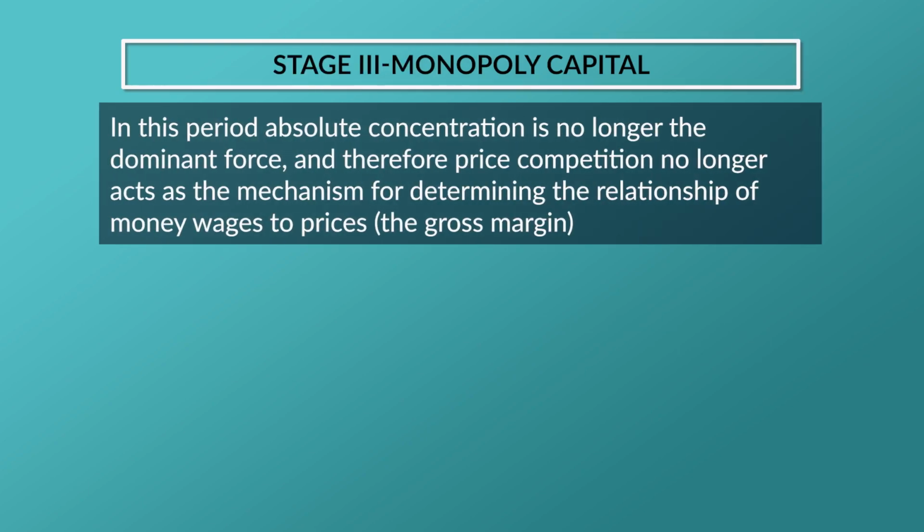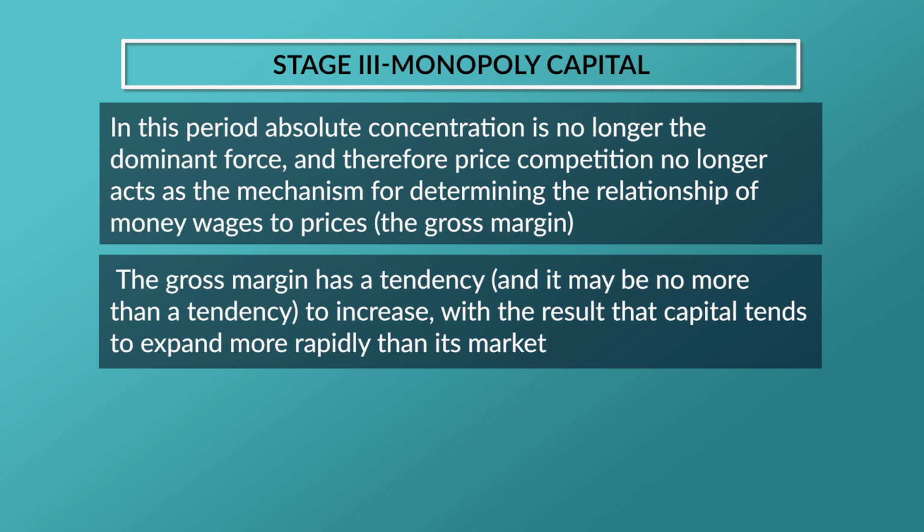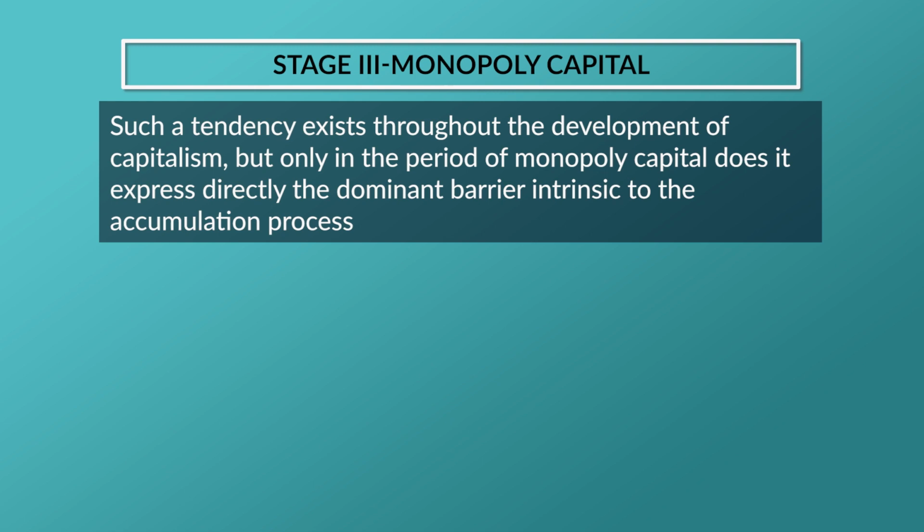We now focus on stage 3, the stage of monopoly capital. In this period, absolute concentration is no longer the dominant force, and therefore price competition no longer acts as the mechanism for determining the relationship of money wages to prices, that is, the gross margin. The gross margin has a tendency to increase, with the result that capital tends to expand more rapidly than its market. Such a tendency exists throughout the development of capitalism, but only in this period of monopoly capital does it express directly the dominant barrier intrinsic to the accumulation process.